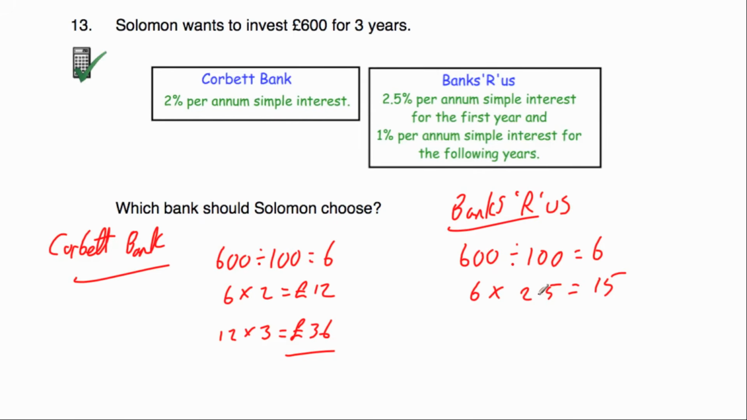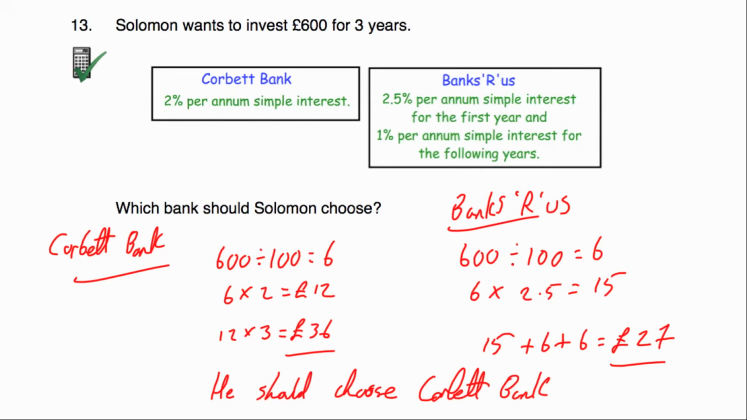So that means that Solomon earns £15 of interest in his first year, but he earns 1% per annum simple interest for the following years. So he earns 1% of his investment, which is £600, for each of those years. So 1%, we know that's equal to 6, so he earns £15 in his first year. He earns £6 in his second year, because that's 1%, and he earns another £6 in the third year, again another 1%. So if we do 15 plus 6 plus 6, that's equal to 15 plus 6 is 21, plus 6 is £27. So he earns £27 of interest if he invests in Banks R Us, or he earns £36 if he invests with Corbett Bank, so therefore Corbett Bank would definitely be the best choice.